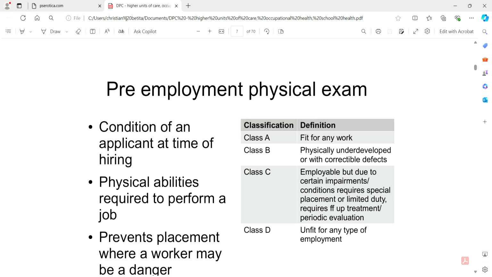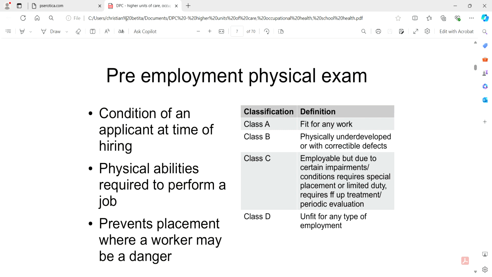So pre-employment physical exam, this is the one that you're probably most familiar with. So before you start work, you should be examined if you're fit to work. So this gives us the condition of an applicant at the time of hiring. It tells us if the worker has the physical abilities that are required to perform a particular job, and it prevents the placement of a worker in a job or occupation where they may be a danger.